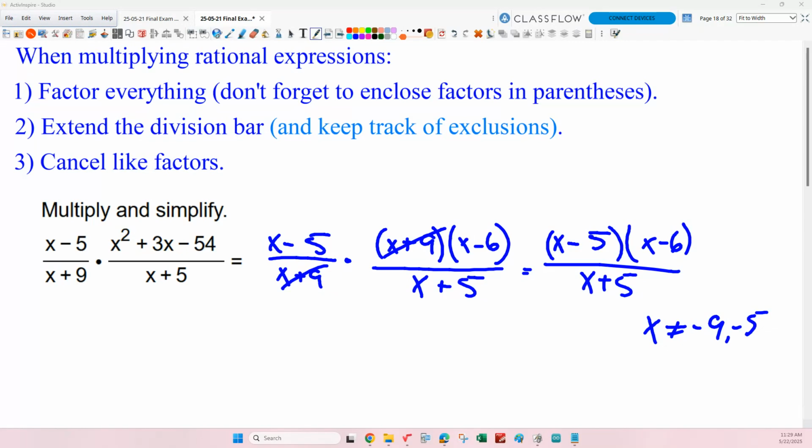You doing okay with multiplication? Could I have put those into one fraction and then canceled? Yeah, you could have. It's not necessary.